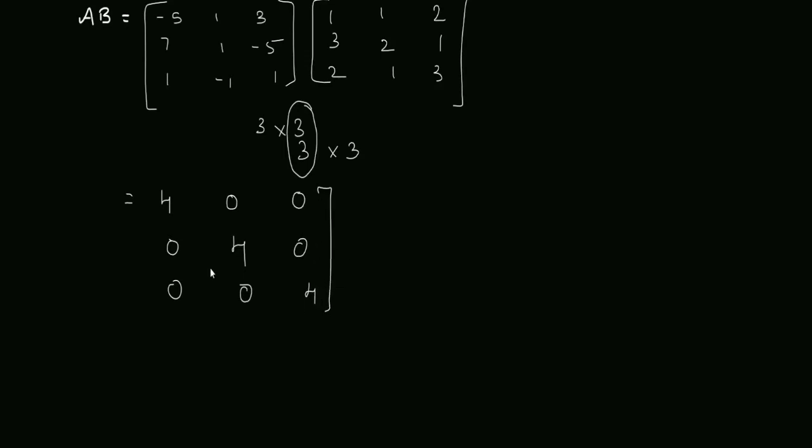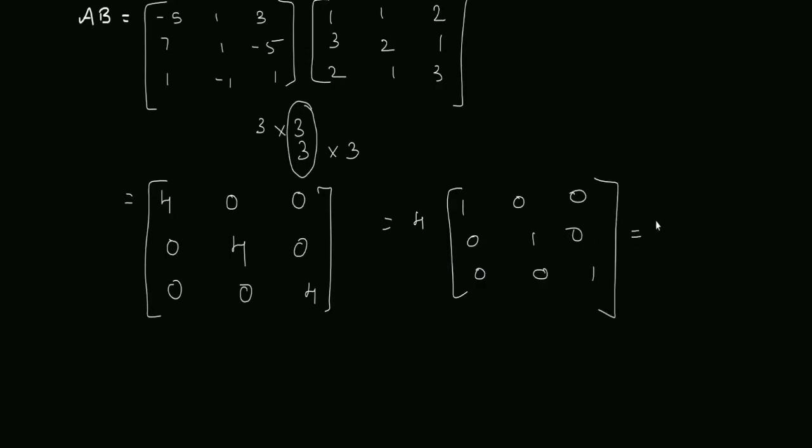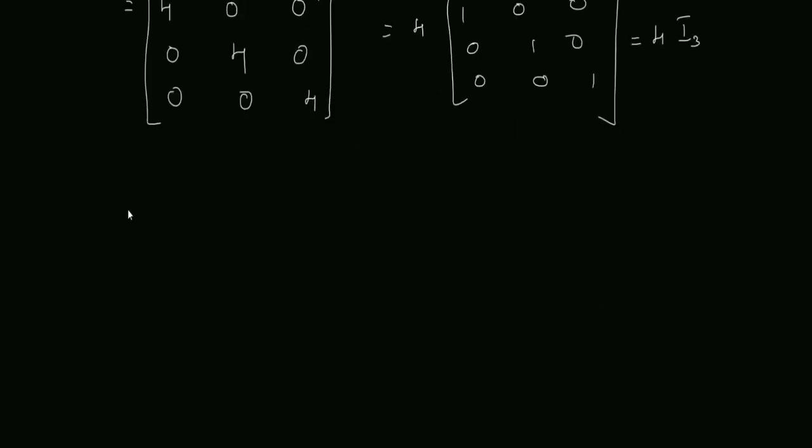That is your matrix AB. So we got matrix AB is this. So let us take out the 4 outside. That is 4 into 1, 0, 0, 0, 1, 0, 0, 0, 1. So that is nothing but 4 into the identity matrix. This is 4 I3, I am writing 3 because it is an identity matrix of order 3. So it is your matrix AB.